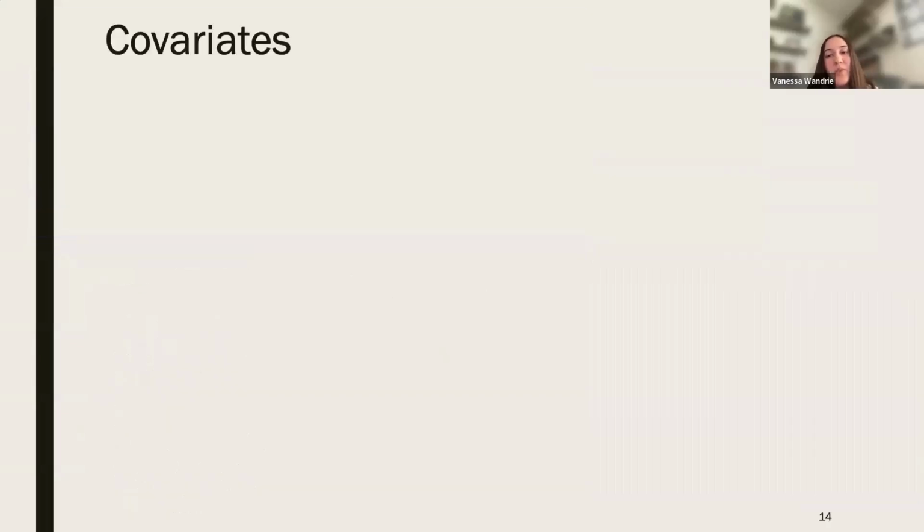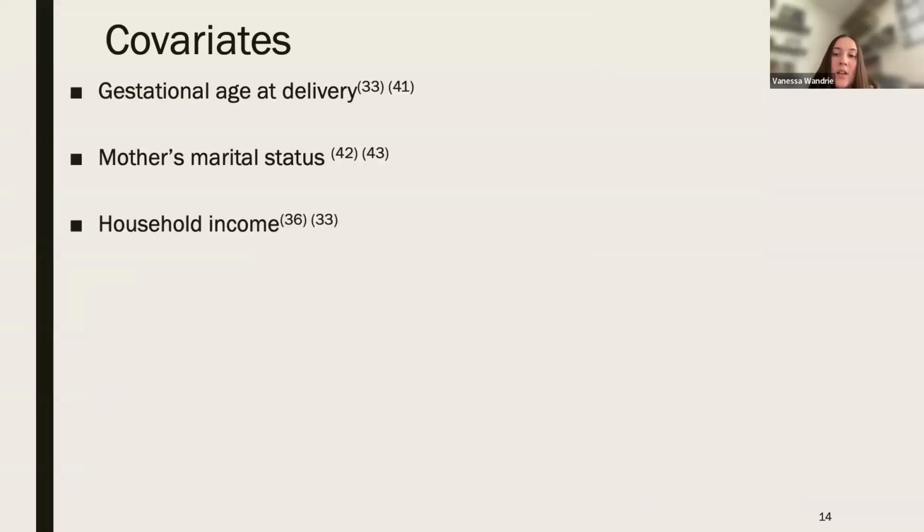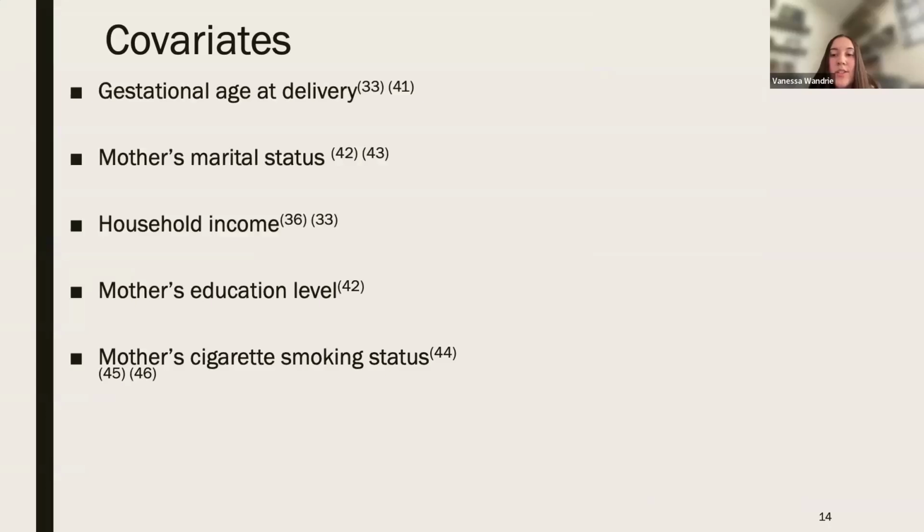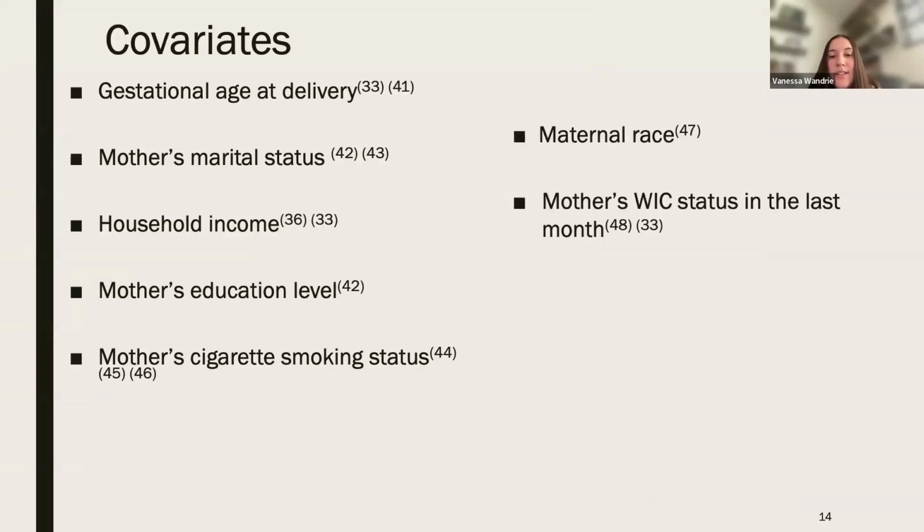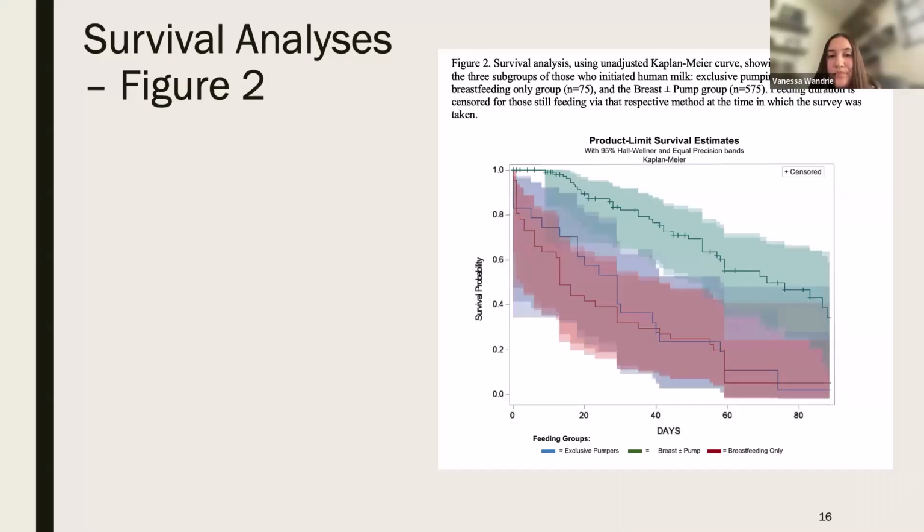Covariates were selected based on previous literature. The following were chosen: gestational age at delivery, mother's marital status, household income, mother's education level, mother's cigarette smoking status, maternal race, mother's WIC status in the last month, mother's job status, and mother's age.